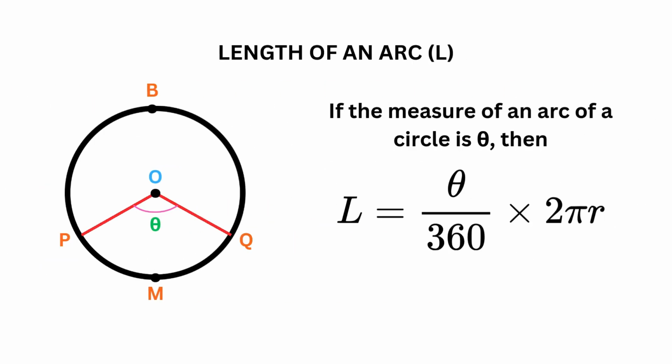Length of an arc, L. If the measure of the central angle for the arc is theta, then the formula for the length of the arc, L, is L equals the fraction theta divided by 360. Then, multiply that fraction by the full circumference of the circle, which is 2 times pi times the radius, r. In simpler terms, you find the fraction of the circle that the arc covers, and multiply it by the length of the entire circle's edge.